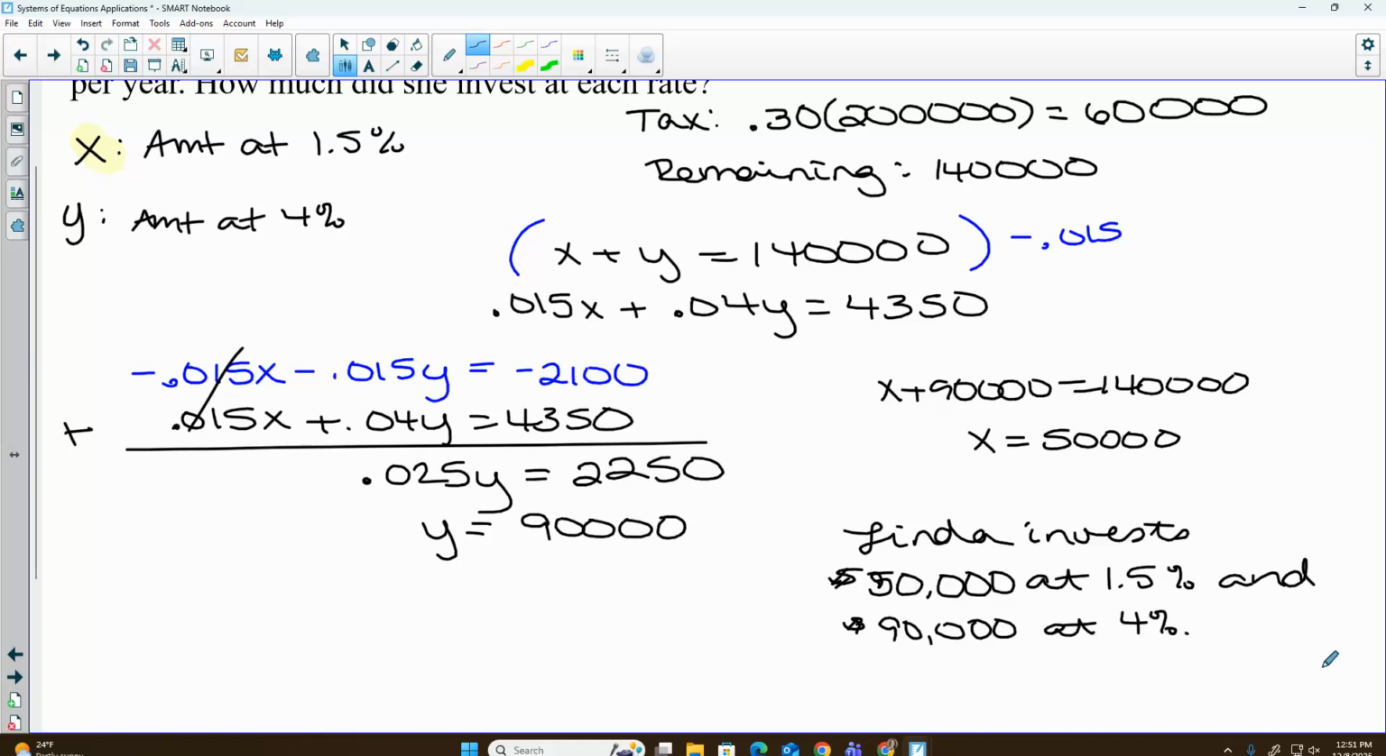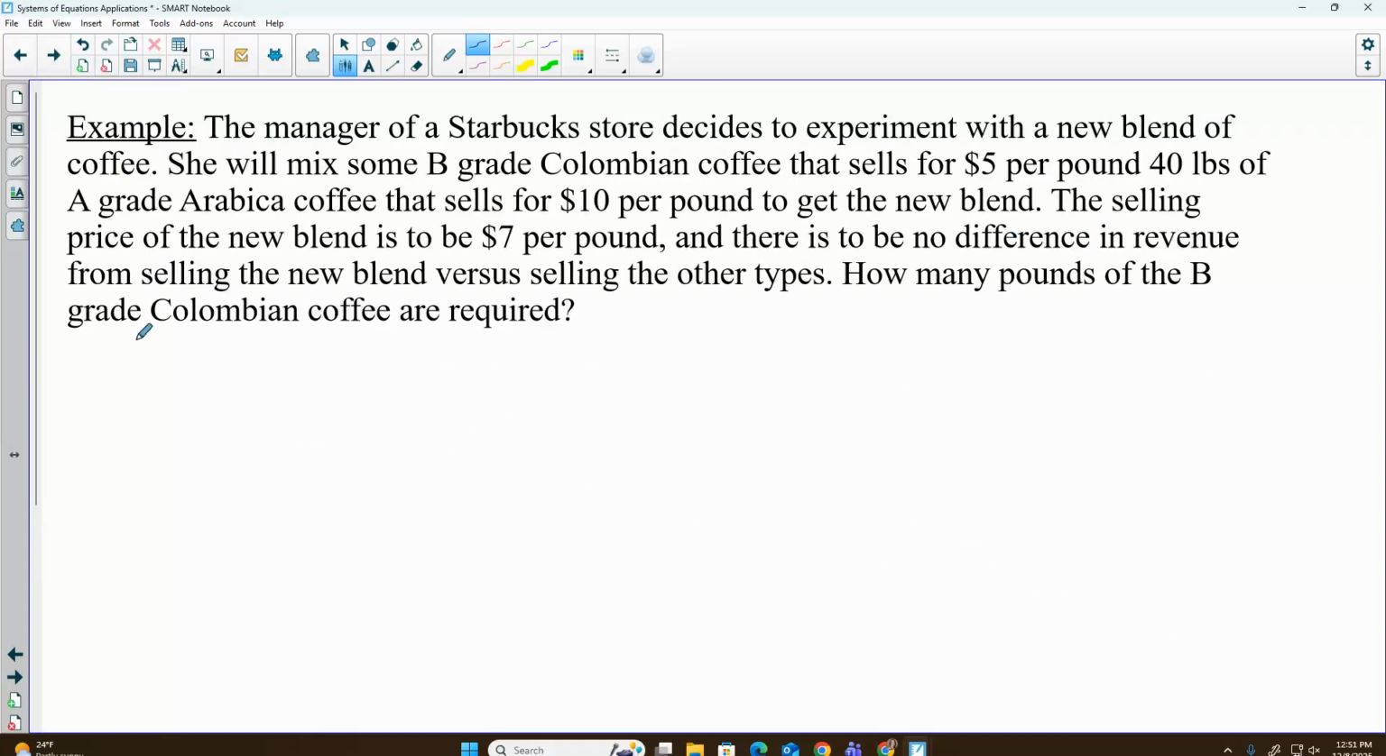Okay. How are we doing on this? Is that okay? I have a couple more. We'll at least do one of them. So if we're okay, we don't have to do both. But this one is a little bit different.